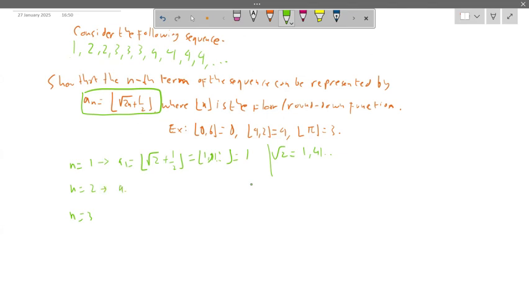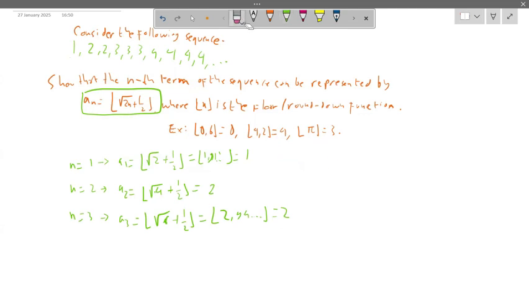Now, what about the second term? a_2 here is equal to the floor function of square root of 4 plus 1/2. And the square root of 4 is equal to 2. So we're finding the floor of 2.5, which is 2. And now the third term here is the floor of square root of 6 plus 1/2. And if we plug in our calculator, we get the floor function of 2.94 something, which equals 2. So as you can see here, for the first 3 terms of the sequence, it seems to line up.